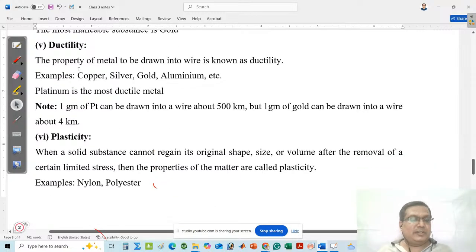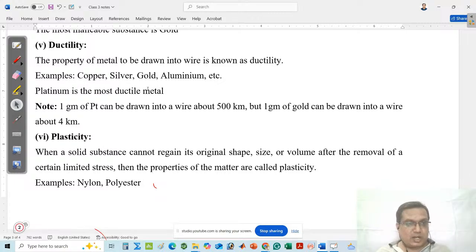Next, ductility. The property of a metal to be drawn into wire is known as ductility. Examples are copper, silver, gold, aluminum, etc. Platinum is the most ductile metal. If you take 1 gram of platinum, it can be drawn into a wire of about 500 km. Similarly, if you take 1 gram of gold, it can be drawn into a wire of about 4 km.